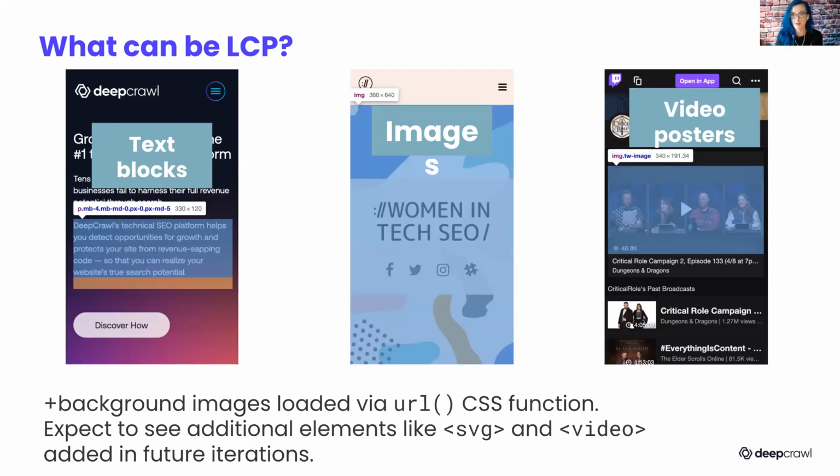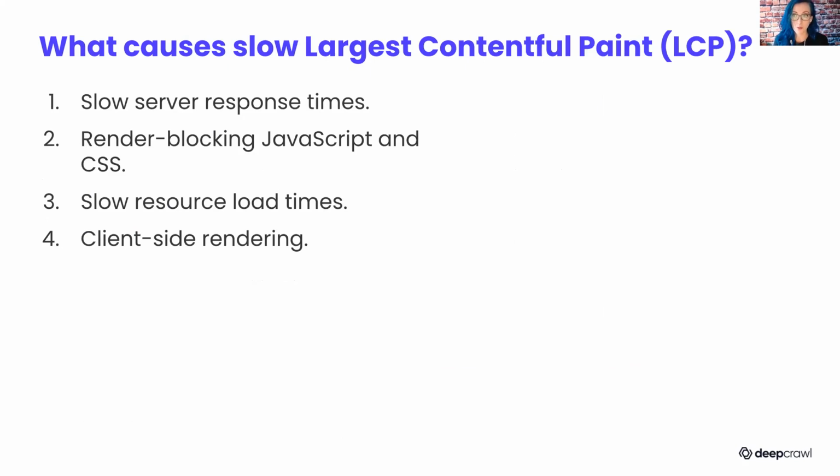So what can be an LCP? Text blocks, images, video posters. We can also have URL, CSS background images. In the future, we could expect to see elements like SVGs and videos included in here. And if we try and figure out what causes slow Largest Contentful Paint, typically 4 causes: slow server response times, render blocking JavaScript and CSS, slow resource load times, and client-side rendering. Full stop, that's it. If you are doing client-side rendering, chances are you've got a slow LCP. It's just how it goes.